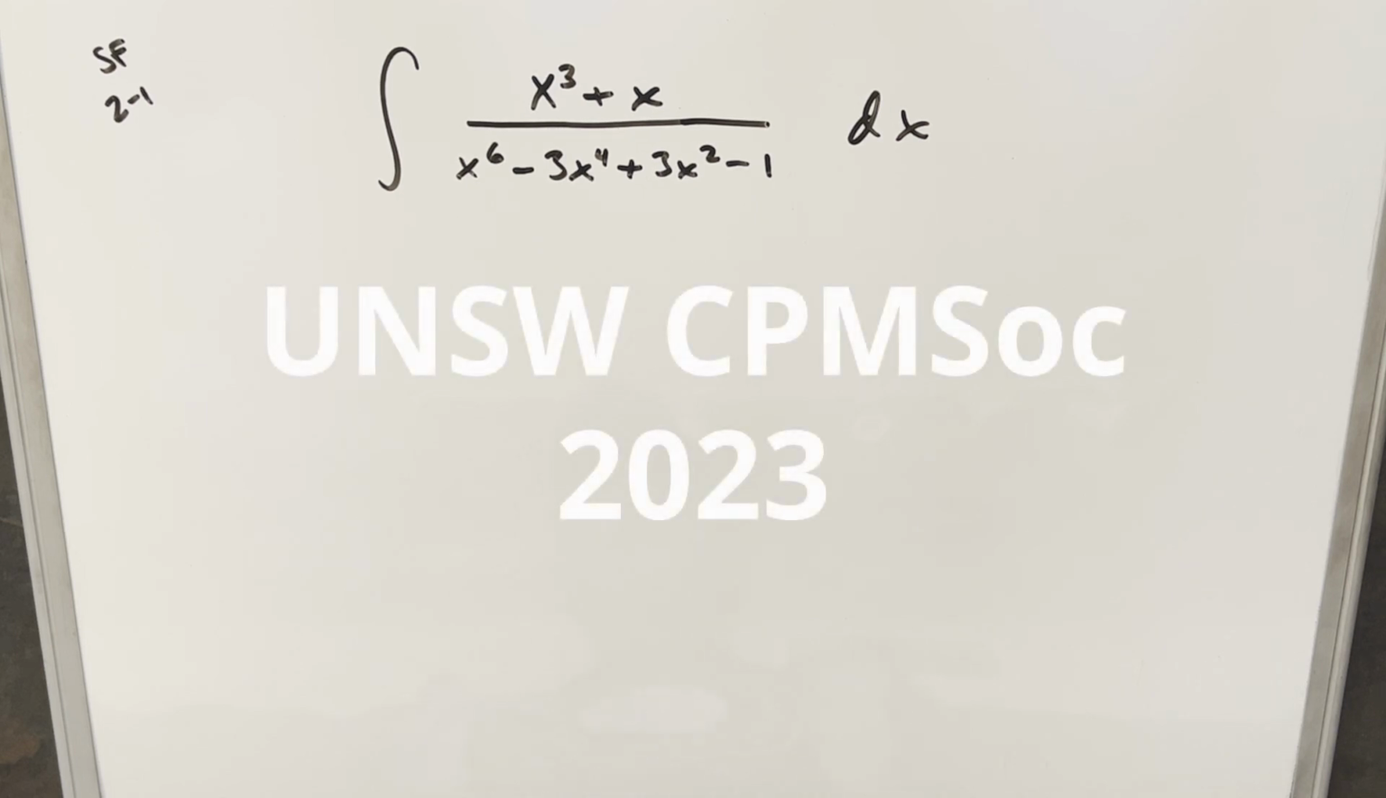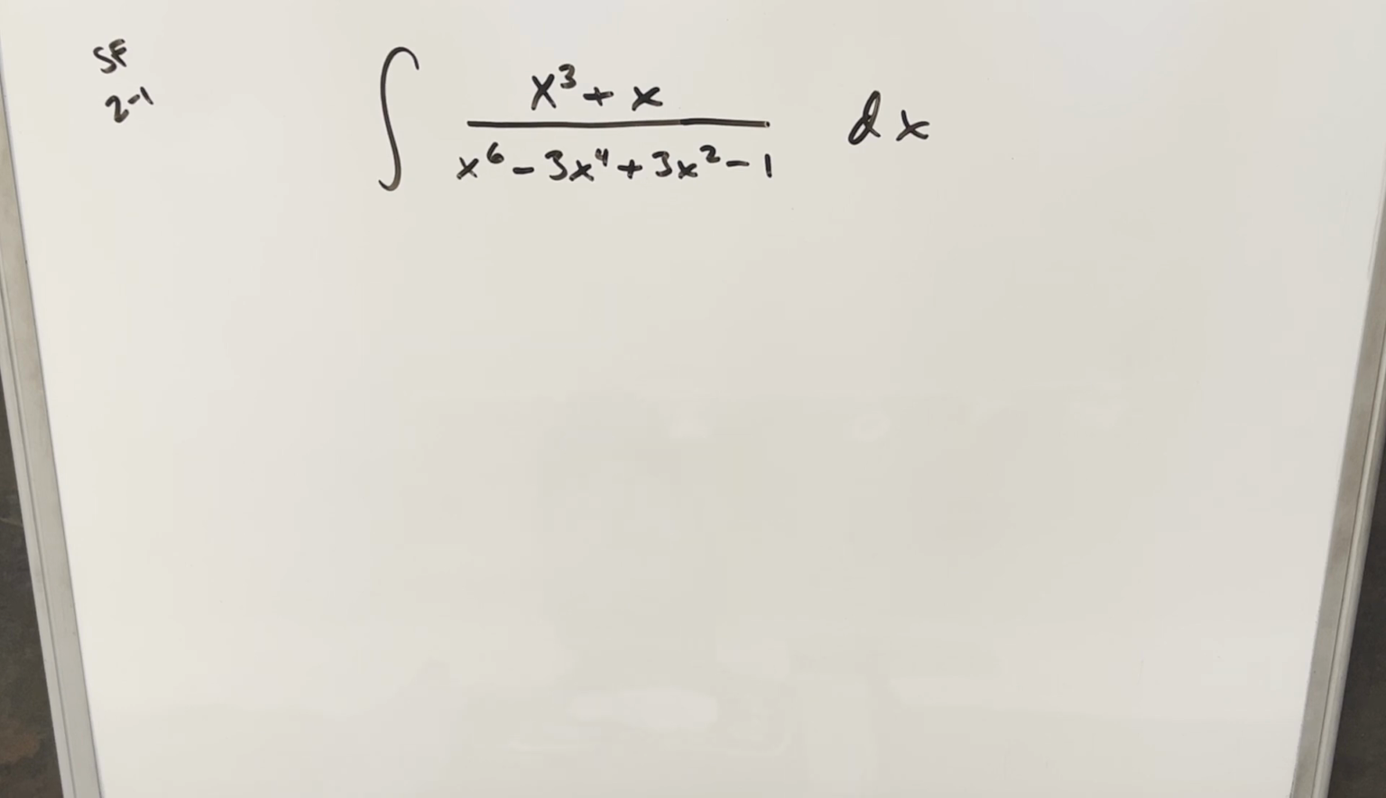Okay, we have here another interesting integral from the UNSW CPMS Integration Bee 2023. We have the integral of (x cubed plus x) over (x to the 6th minus 3x to the 4th plus 3x squared minus 1) dx. I already did this problem using one method, and I'll provide a link to that other video in the description. But in this video, I'll use a different method.